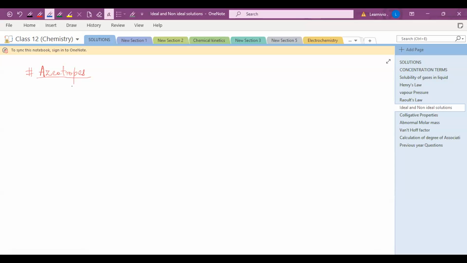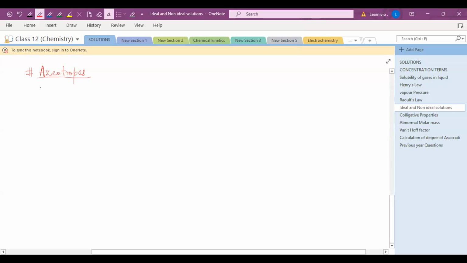When the two liquids are completely miscible, वो पूरी तरह से mix हो जाते हैं, right? So उनकी जो boiling point होती है, they boil at constant temperature and they can distill over without any change in composition. आप उसे डिस्टिल कर सकते हो, डिस्टिलेशन करके अलग कर सकते हो, right? So they are known as azeotropic mixtures. Okay, and there are two types of azeotropic mixture.